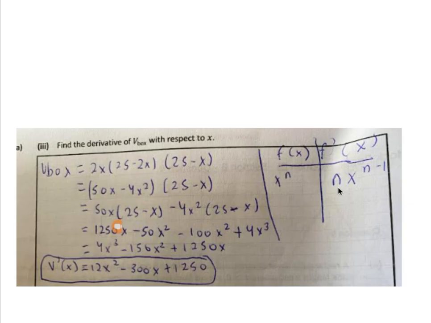Next we have minus 150x squared. Bringing the 2 down, we'll have 2 times minus 150, which gives us minus 300.